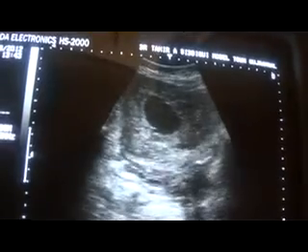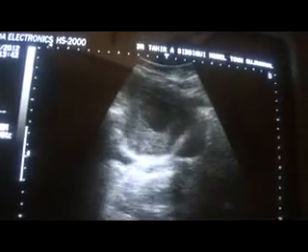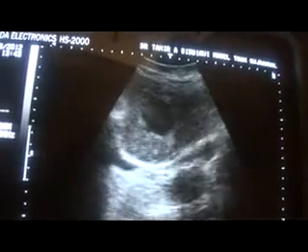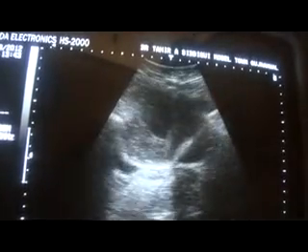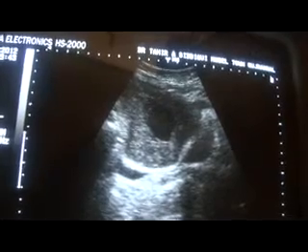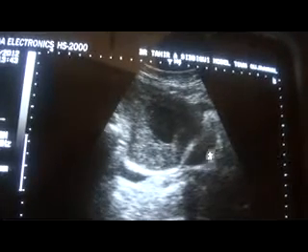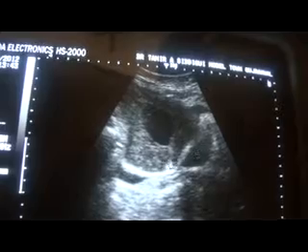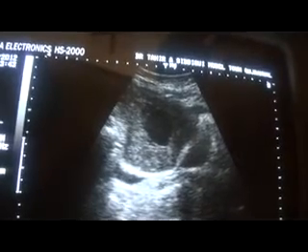This is an emergency situation, an emergency patient. So in these cases, we can't wait for a lengthy period of time. We have to do a scan as quickly as possible.